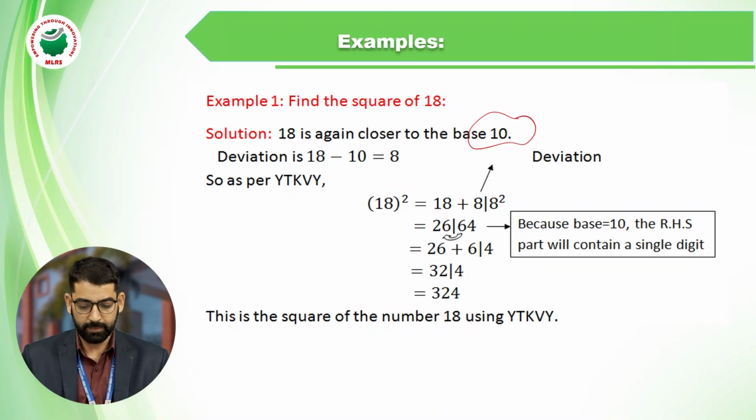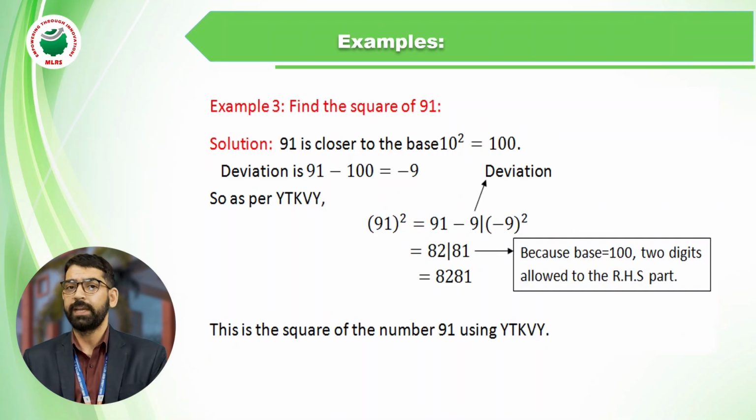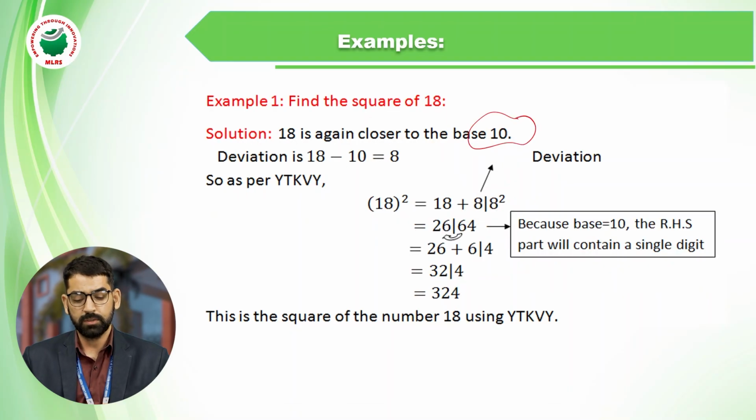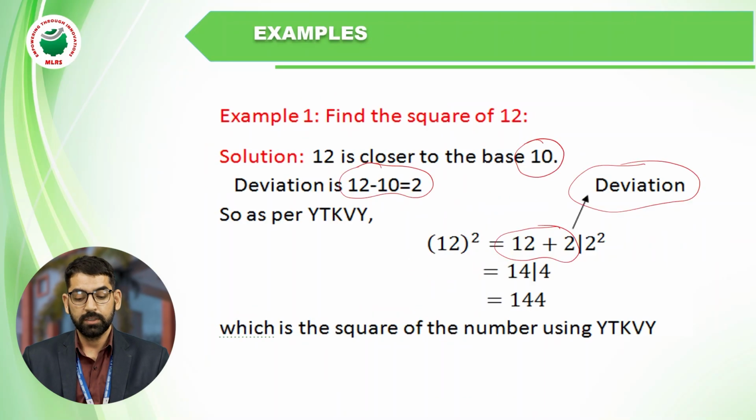Let's take one more example. Find the square of 91. In the previous two examples, we have taken the square of 12 and the square of 18. In this case, we are taking the square of 91. Students should remember here that in both previous examples, the deviation was positive, because 18 is 8 places greater than 10, or we can say 12 is 2 places greater than 10.